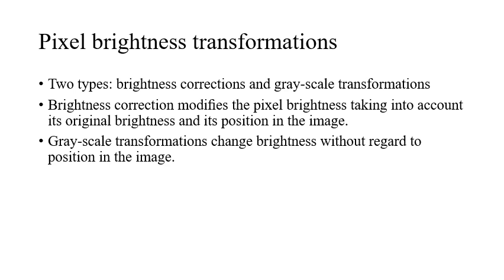What is meant by brightness correction? Here it modifies the pixel brightness. What is meant by modifying the pixel brightness? The original brightness is taken, along with the position of that pixel. So these two things are considered during brightness correction: the position and the brightness value at that position. In the second one, the grayscale transformation, the brightness is changed irrespective of the position of that brightness value in the image. We'll see them one by one.